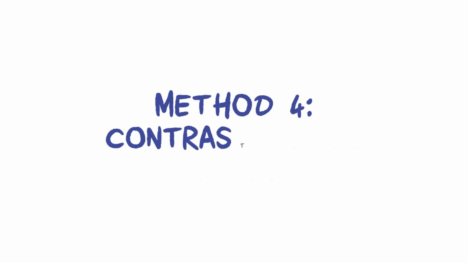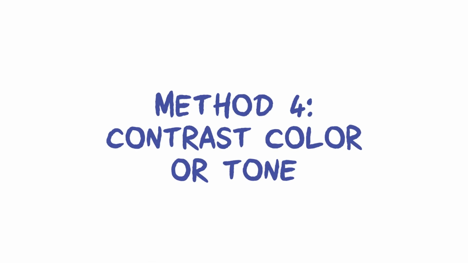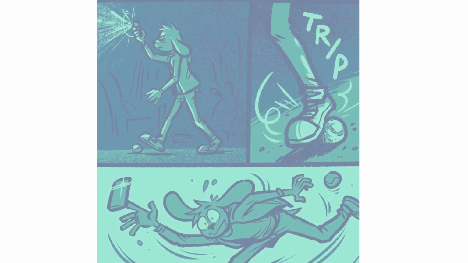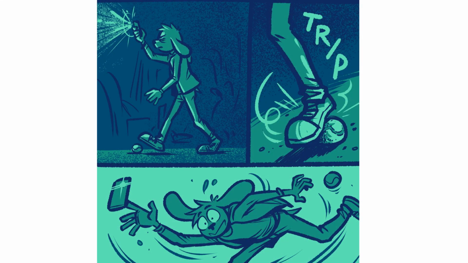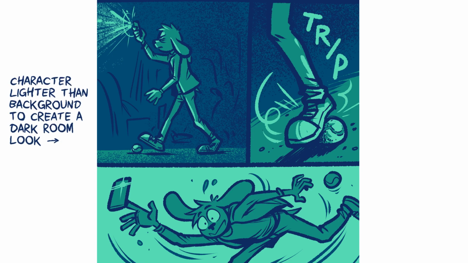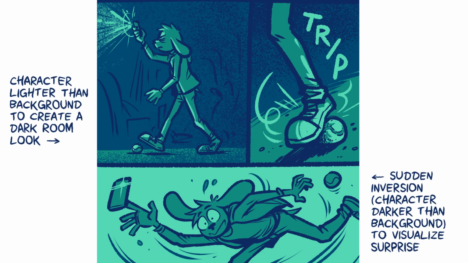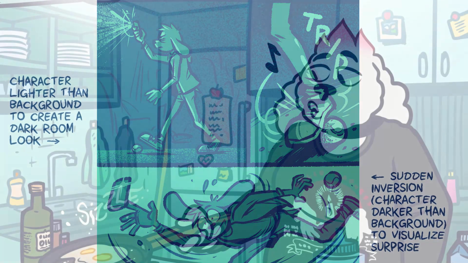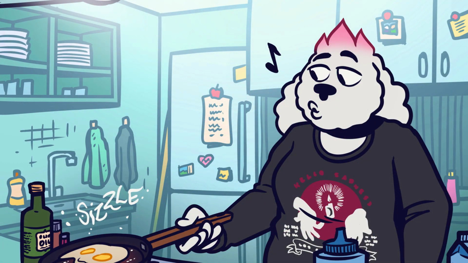Method 4. Contrast, color, or tone. If you use grayscale toning or color in your comic, you have another neat way of separating your character from backgrounds. Depending on a scene or feeling you want to evoke, you can either use dimmer, brighter, or darker colors on the background than on your character. This works especially well if combined with the line art color method.